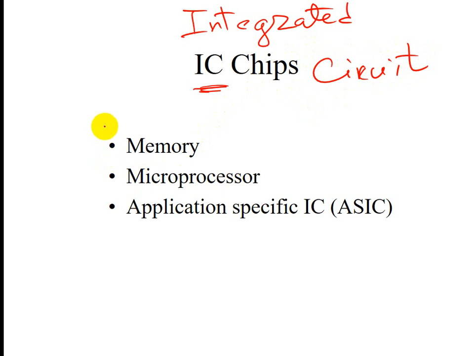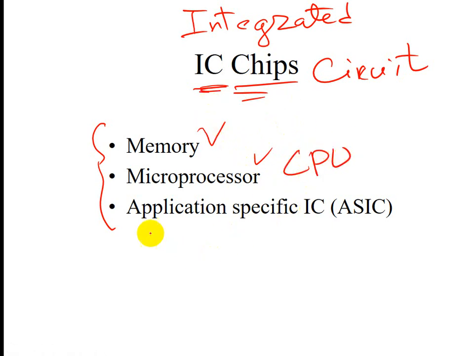Basically, there are three kinds of IC, three kinds of chip. First, memory. You know the memory, if you play around with your computer, build up and assemble your computer by yourself, so you go ahead to buy the memories. Then the microprocessor, the CPU of your computer. And application-specific IC, ASIC, say your graphics chip.